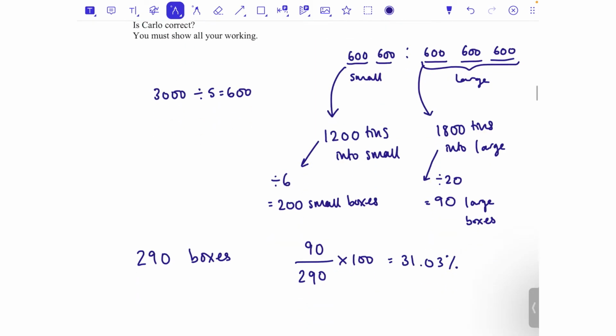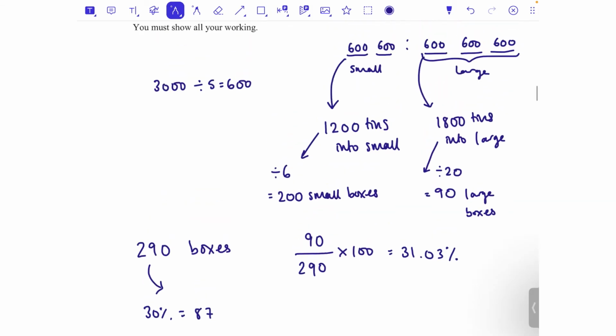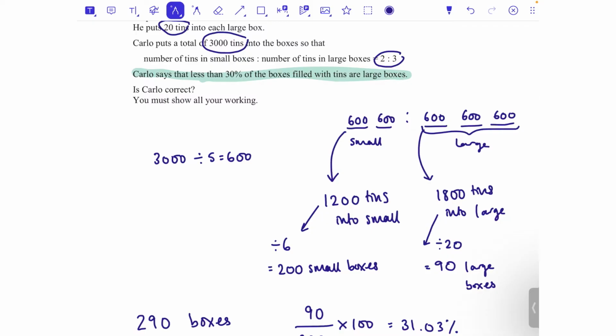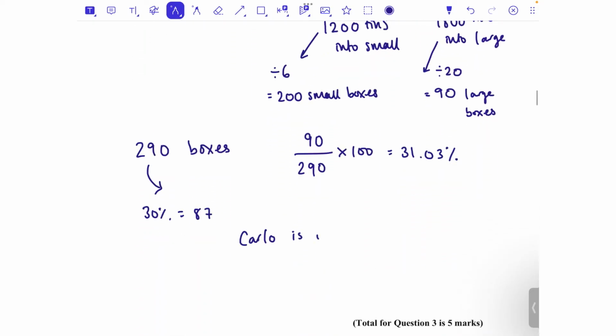That's one way of doing it. Another way of doing it would be to say, well, 10% of 290 would be 29. You could times that by 3. 29 times 3, or 30% of 290, was 87. So then we can say no, because it's 90, so that's more. So he's saying less than 30% of the boxes are large. So Carlo is incorrect, as more than 30% are large.